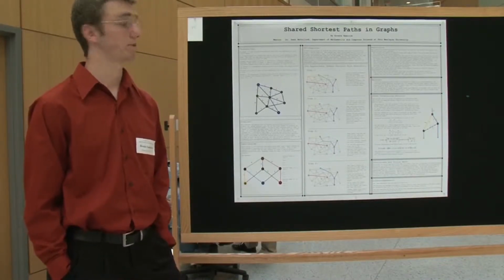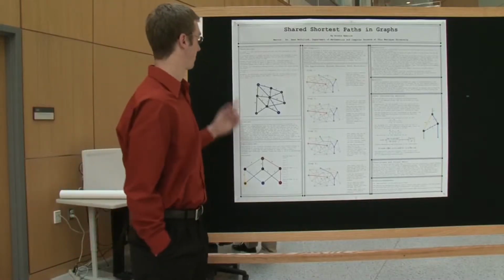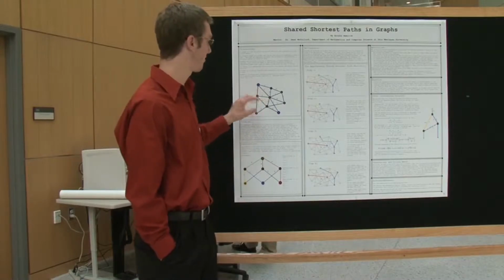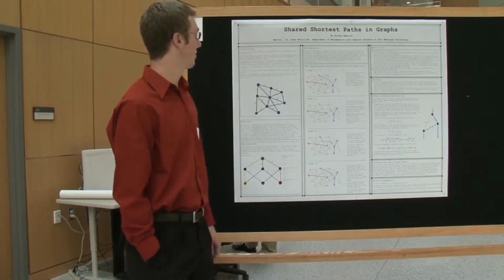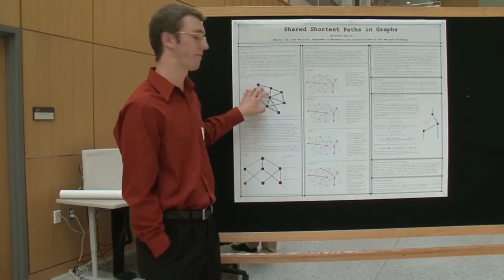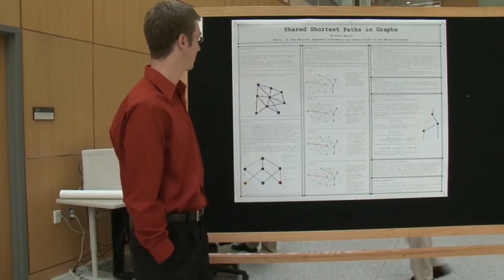My topic is shared shortest paths and graphs. I'll start off with some terminology. A graph is just a set of vertices and edges. Vertices are connected by the edges. This is a weighted graph. The weight could be anything from the cost to travel on that edge or just the distance on that edge.